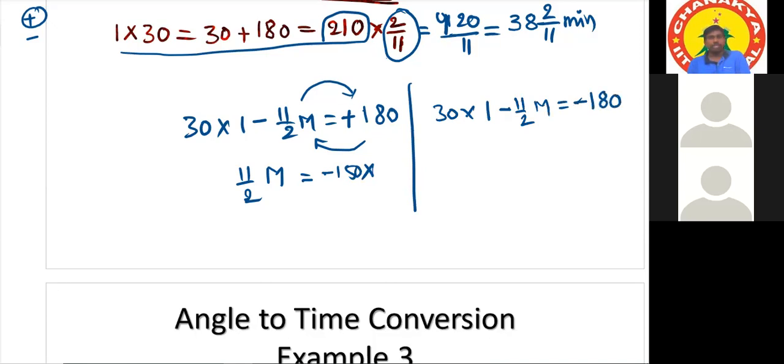Then it will be 210 only. 210 into 2 by 11. Again the same. Yes, sir. Okay, sir.